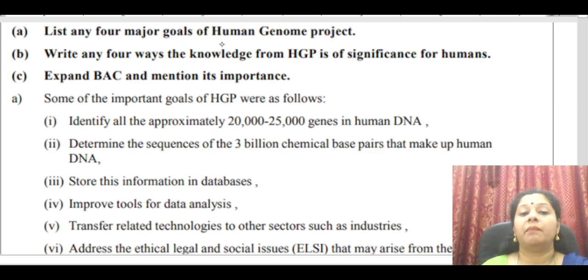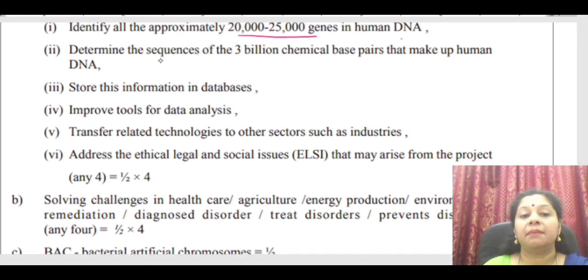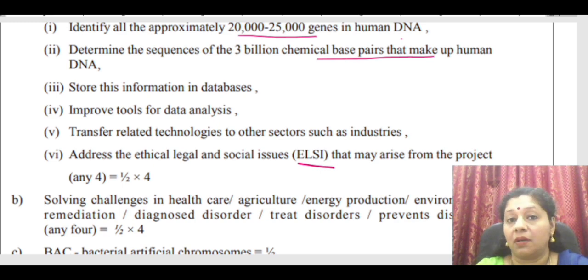List any four major goals of human genome projects. The goals are listed in the NCERT as such. 1. Identify all the approximately 20,000 to 25,000 genes in human DNA. Determine the sequence of the 3 billion chemical base pairs that make up human DNA. Store this information in databases. Improve tools for data analysis. Transfer related technologies to other sectors such as industries. Address the ethical, legal and social issues (ELSI) that may arise from the project. So total 6 goals are there.